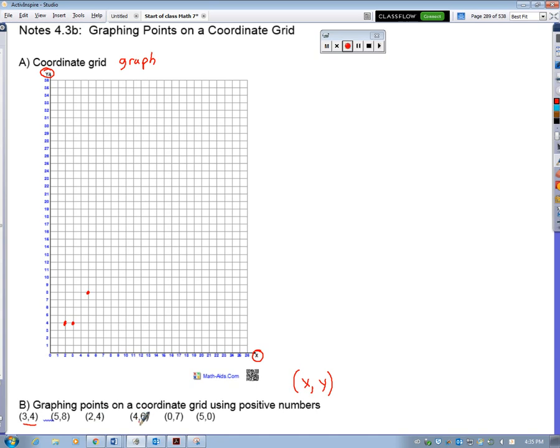Here's another example, 4, 6. We'd start here. We would walk over to 4. And then we would take the elevator up to 6.